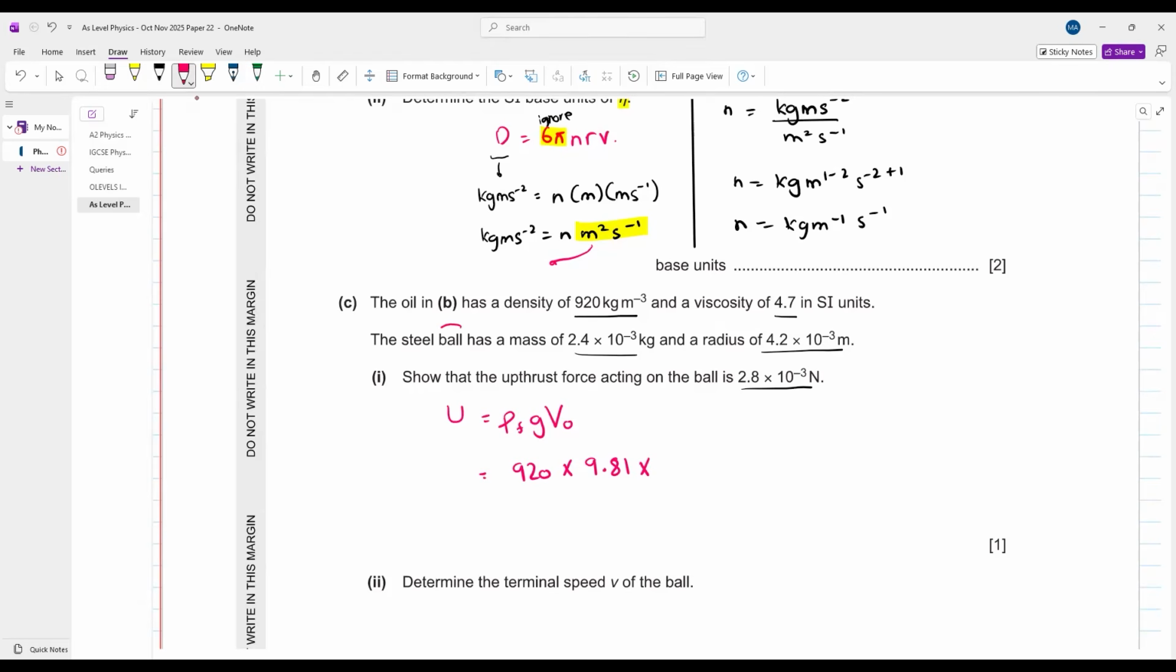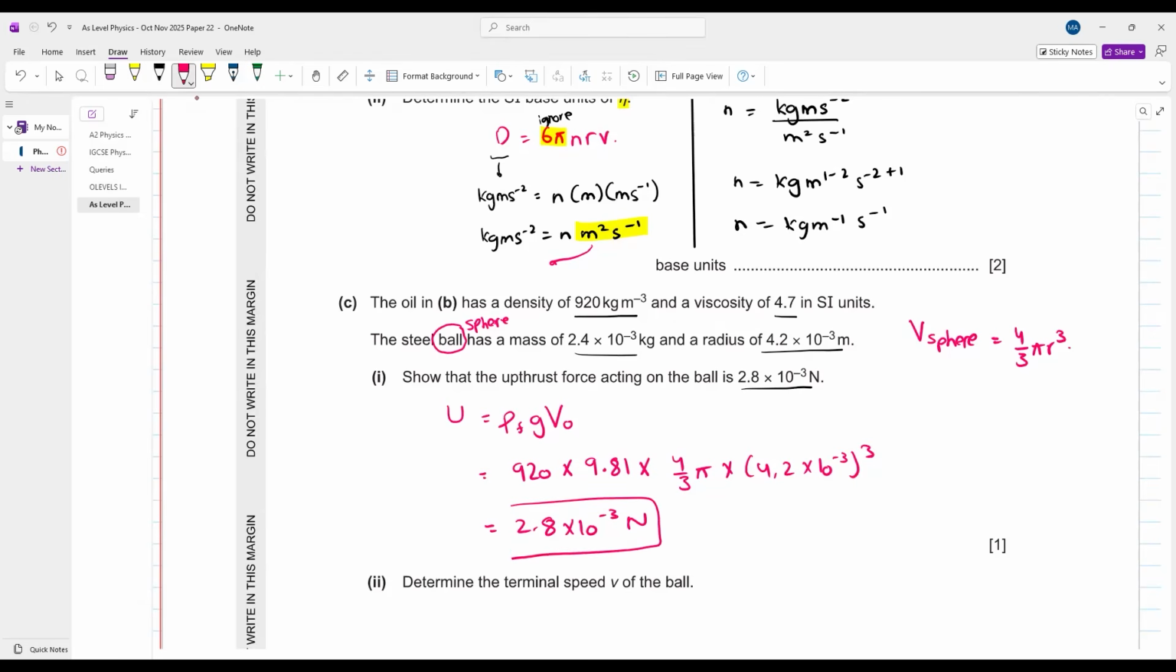Can you realize this is a steel ball? A ball is a sphere. Do you remember the formula of volume of a sphere? बेटा वॉल्यूम ऑफ स्फीयर का फॉर्मूला याद है 4/3 pi r cube. So instead of V naught we will write 4/3 pi. R की वैल्यू क्या है? 4.2 10 raised to the power of minus 3 का cube. What does your upthrust come out to be? 2.8 10 raised to the power of minus 3 newtons is your upthrust. Simple, nothing complicated here. Let's further move ahead.